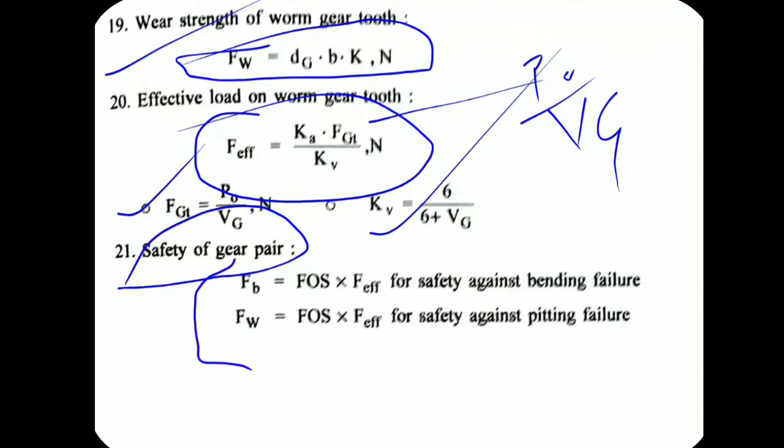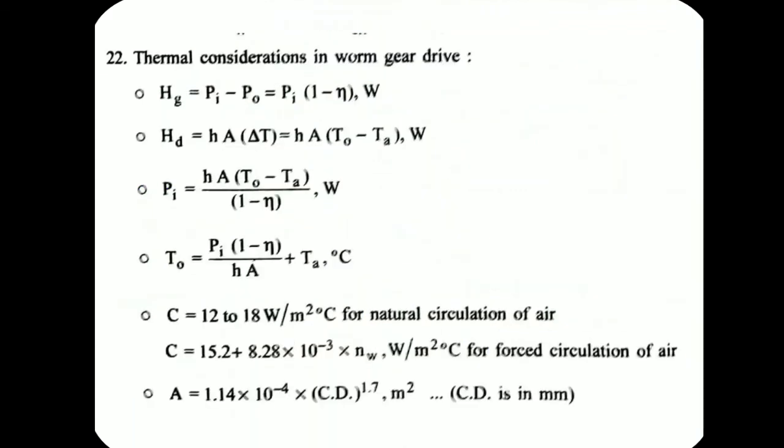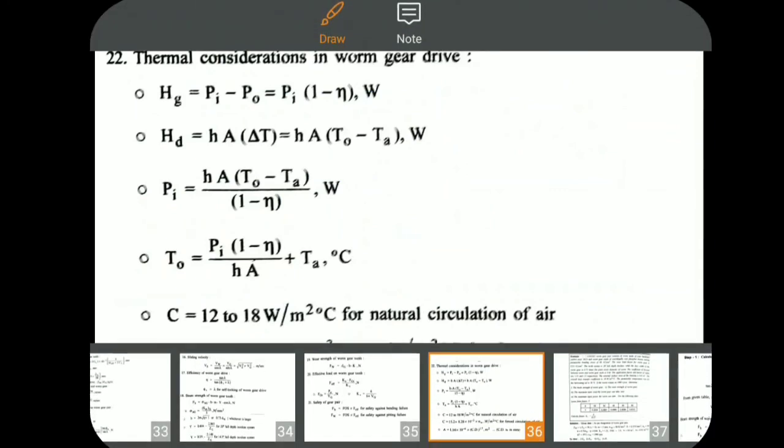If bending is weaker, I will write F_b is equal to F_s into F_effective. If wear strength is weaker, F_w is equal to F_s into F_effective. So likewise these are the formulations which we can use. And the last step, thermal consideration.